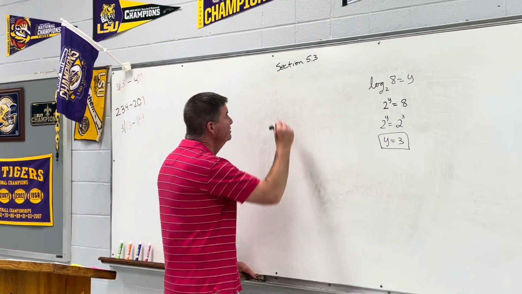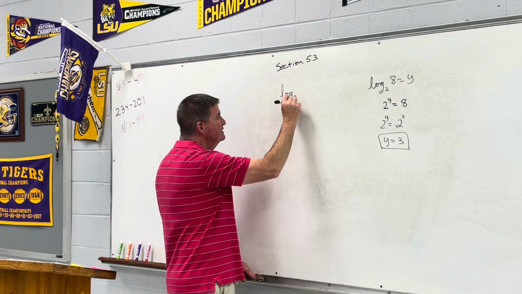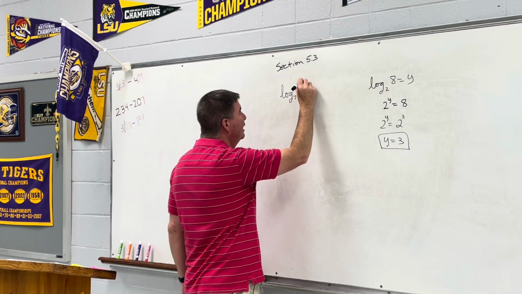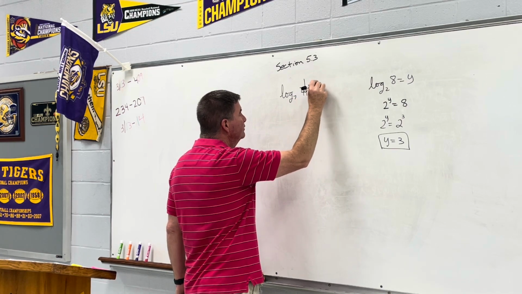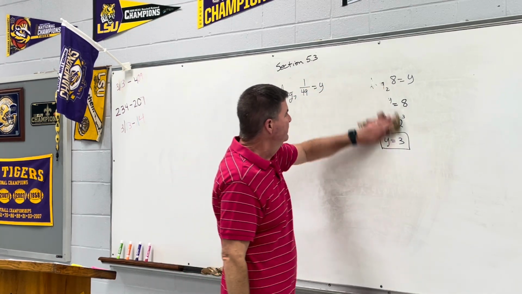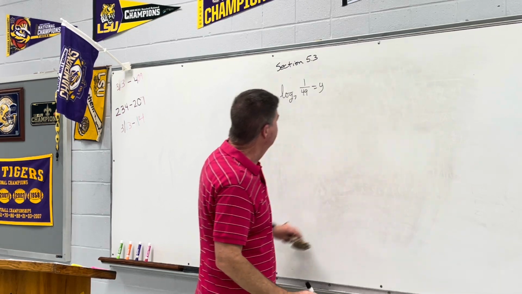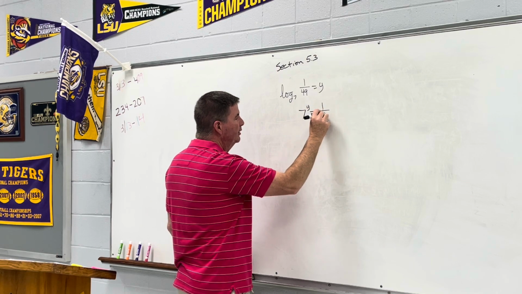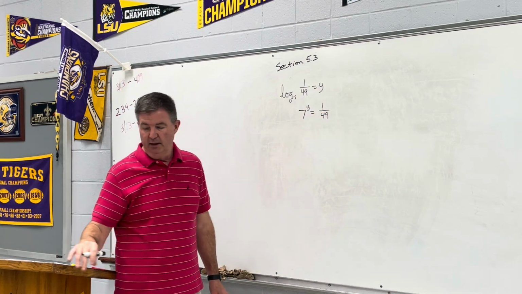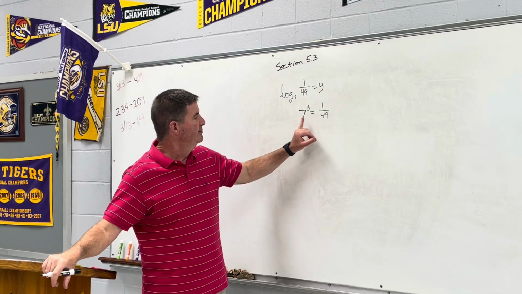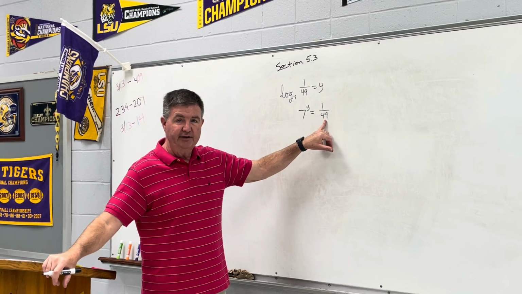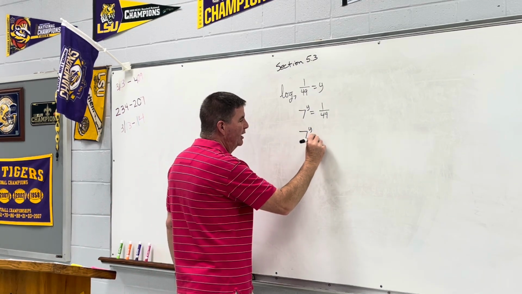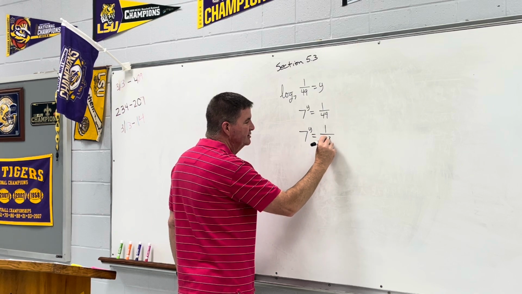And finally, suppose I have log base 7 of 1 over 49 equals y. Well, same rules apply. Rewrite it as an exponent. 7 to the power of y equals 1 over 49. Well, I have to try to rewrite them using the same bases. So I'm going to try to write 49 as a base of 7. This will be 7 to the power of y equals 1 over 7 squared.